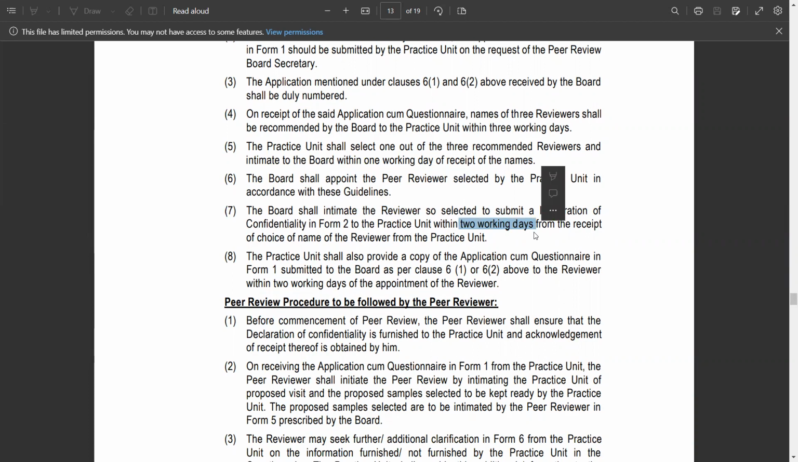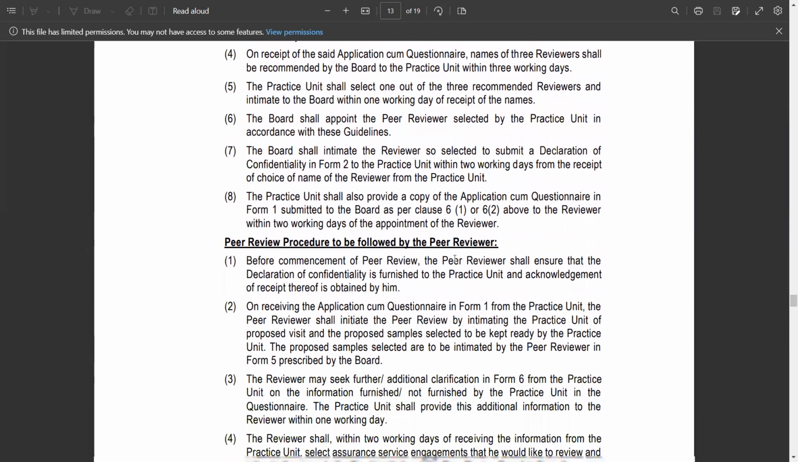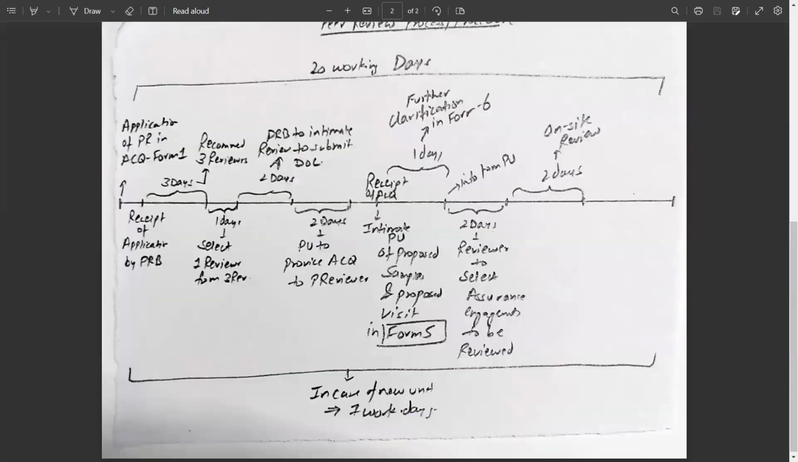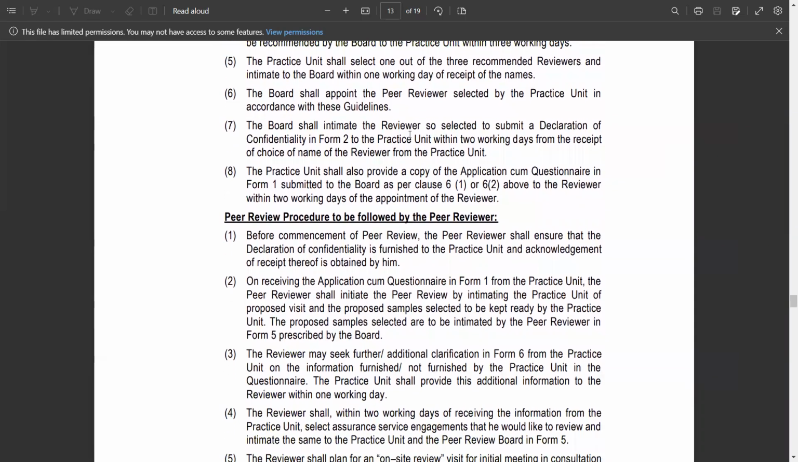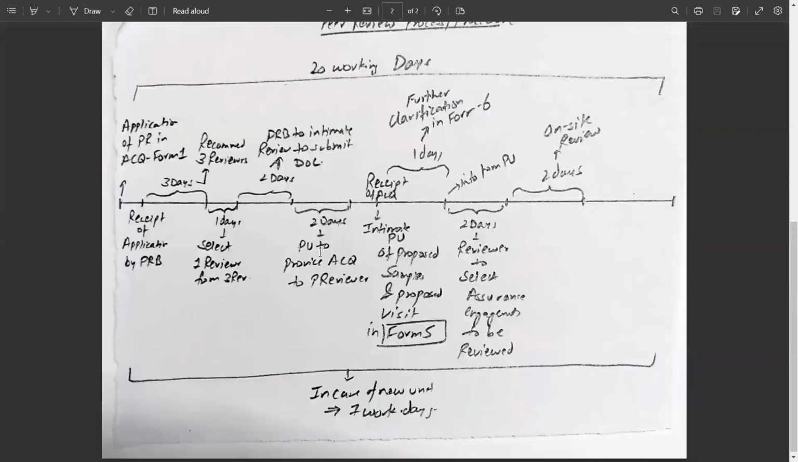The board shall intimate the peer reviewer so selected, and the reviewer shall submit a declaration of confidentiality in Form 2 to the practice unit within 2 working days from the receipt of the choice of the name. Let me show you, yeah, this is the point. So 2 days, and which document is to be submitted? The confidentiality document, right? The practice unit shall also provide a copy of the ECQ in Form 1 to the peer reviewer within 2 working days.